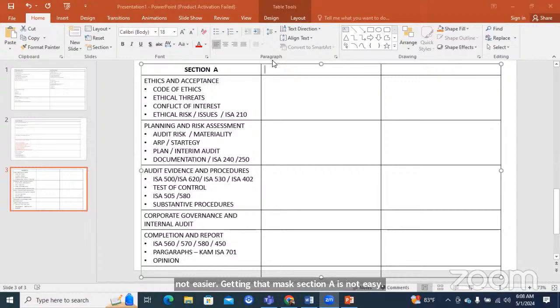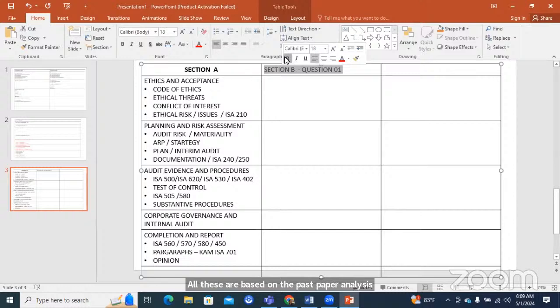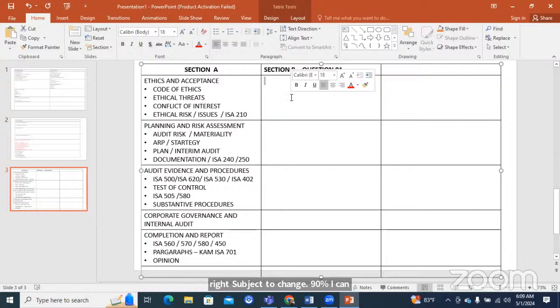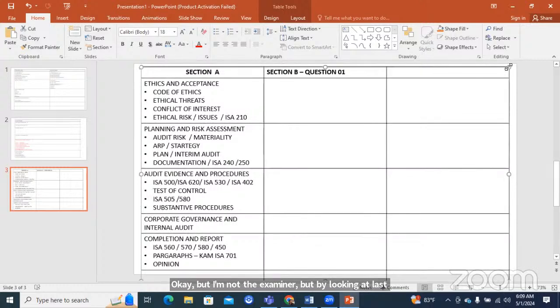Fine. Now, students, let's move to section B. In section B, I am going to discuss question 1, how the examiner can create question 1. All these are based on past paper analysis only, subject to change. 90% I can give assurance, not 100%. I'm not the examiner, but by looking at the last 20 years of past papers, I observed the pattern. That is what I'm sharing with you all.